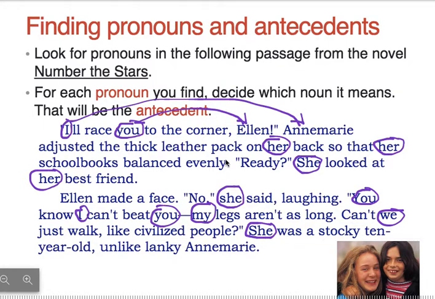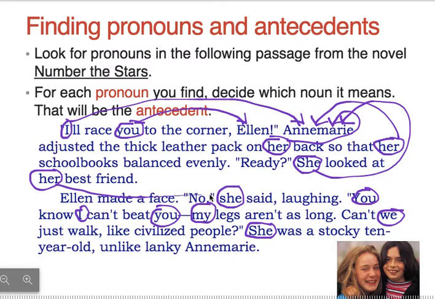"Anne-Marie adjusted the thick leather pack on her back." Well, Anne-Marie is doing the action, so her must be talking about Anne-Marie. "So that her school books balanced evenly." Again, we're still talking about Anne-Marie. It's Anne-Marie's school books. They belong to her. "Ready? She looked at her best friend." She, again, is still talking about Anne-Marie. Anne-Marie is looking at Ellen. And her best friend, that's Anne-Marie's best friend.